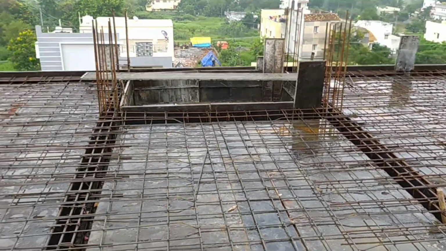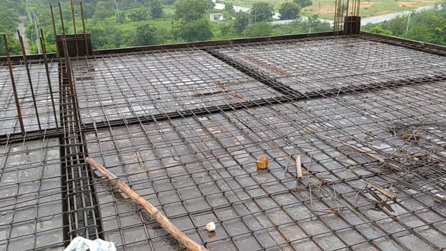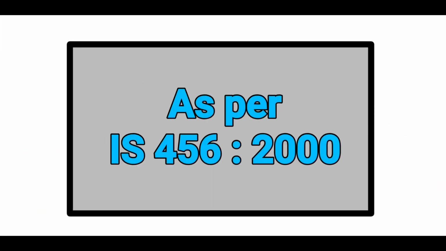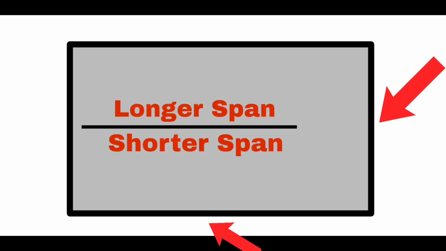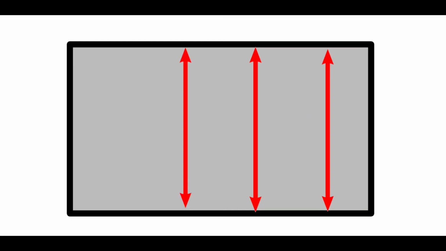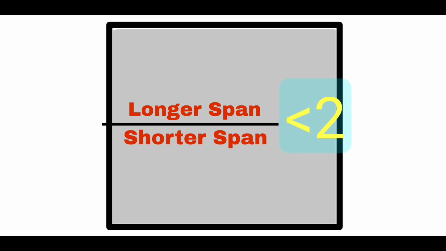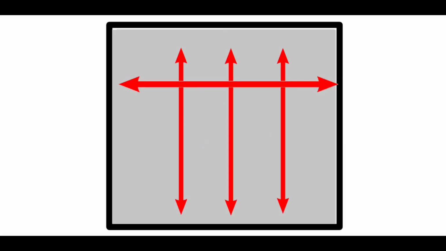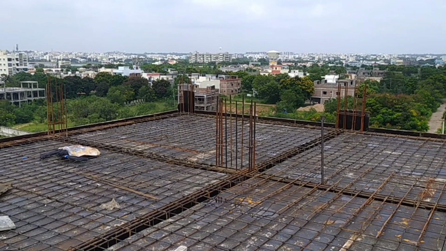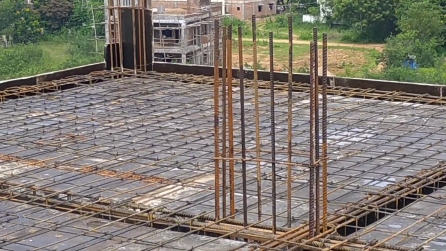Hey friends, let's learn how the reinforcement of a one-way slab is arranged. Before going ahead, let's know what is a one-way slab. According to IS 456/2000, if the ratio of longer span to shorter span is greater than or equal to 2, then it is known as a one-way slab and the main bars are along one direction. If the ratio is less than 2, then it is a two-way slab and main bars are provided in two directions. All these room slabs are one-way slabs, but for better understanding, let's take this part of the total slab.